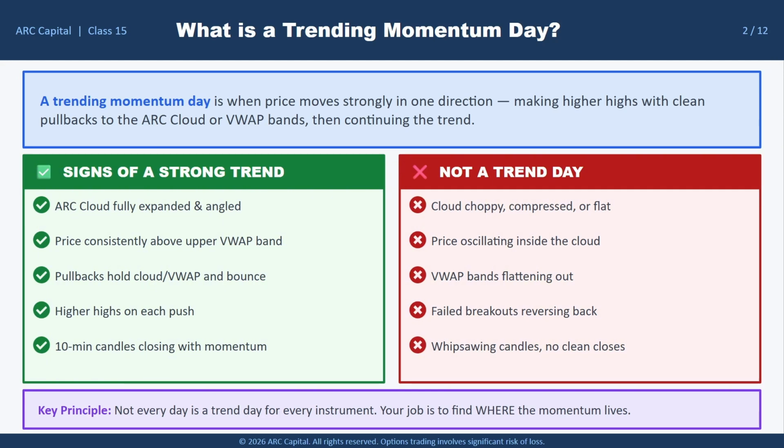Futures market, a little bit different. You can scalp it, you can be quick, but you need to have experience with that, right? So key principle, not every day is a trendy day for every instrument. Your job is to find where the momentum lives, right?